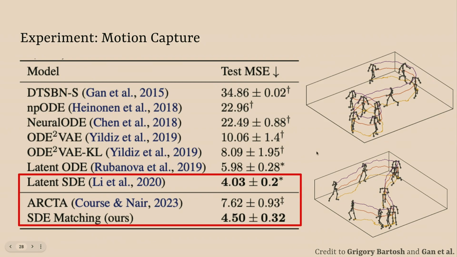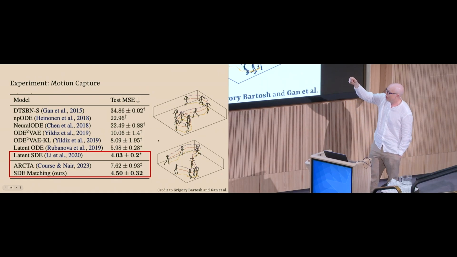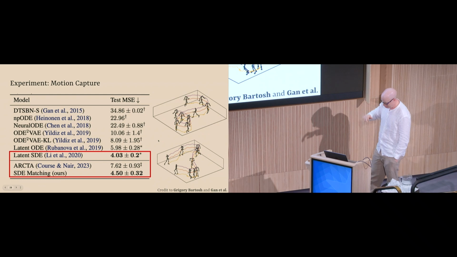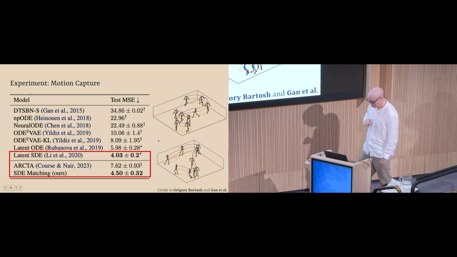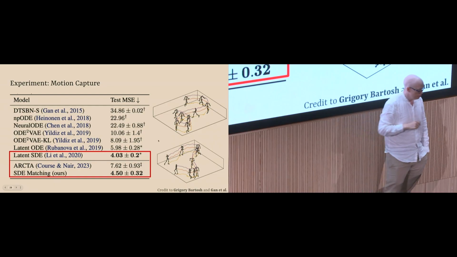And we apply this to the motion capture example as well. So here, this latent SDE approach is when you directly specify your drift function and do backpropping through the solver, more or less, using the adjoint method. So that one, we do comparable to this, but much, much faster.